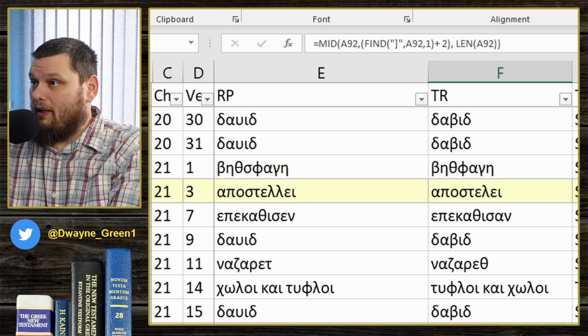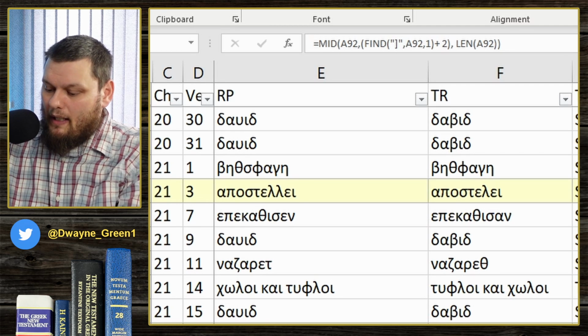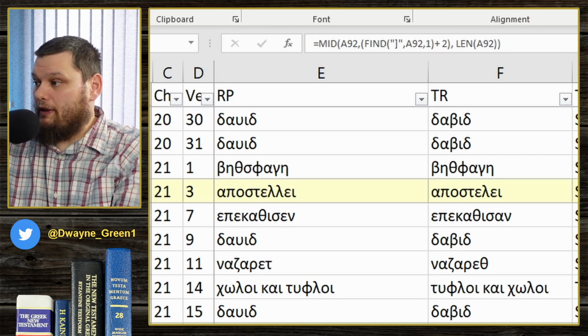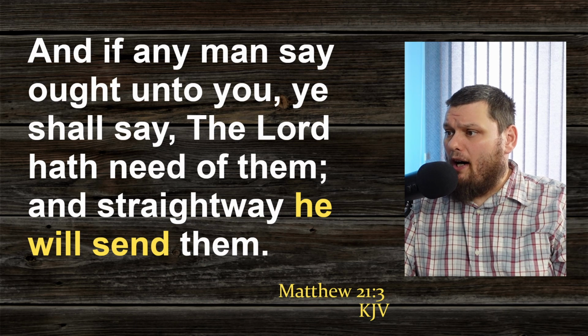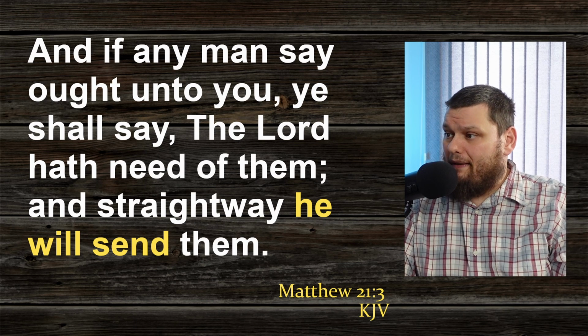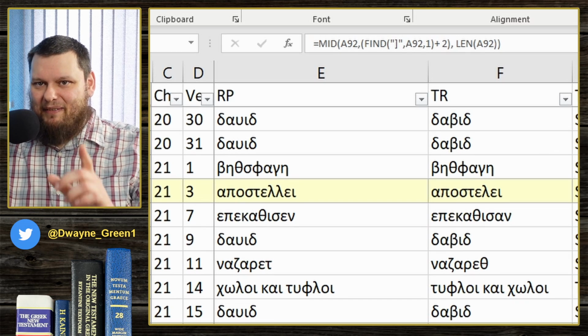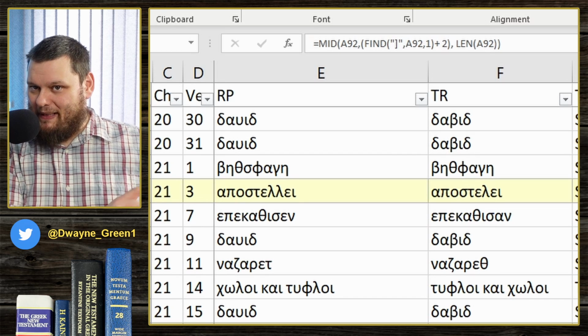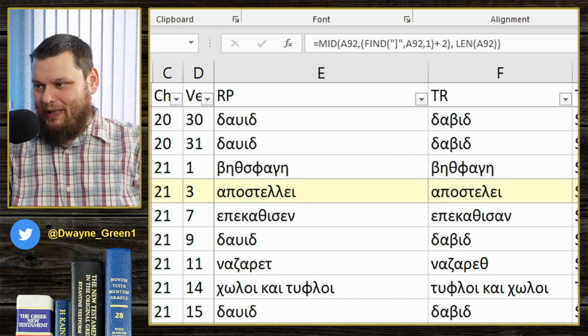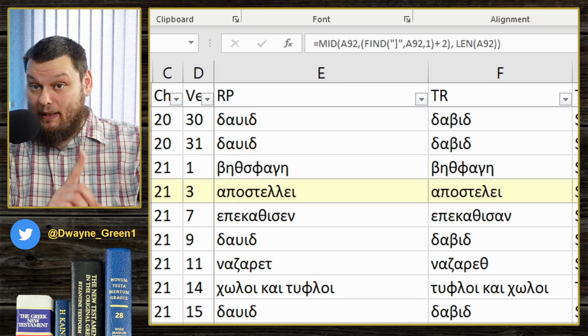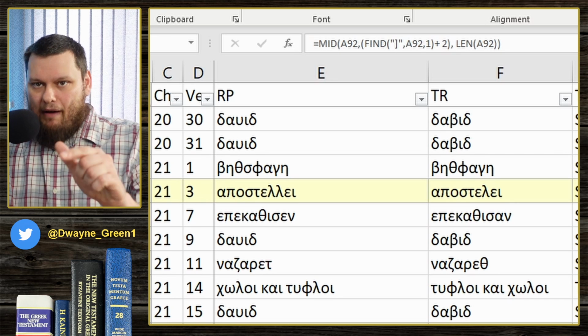So to give you some context again, let's come over to Matthew chapter 21, verse 3. "And if any man say aught unto you, ye shall say, the Lord hath need of them, and straightway he will send them." I think he's talking about the donkeys here. If you remember, we were talking about that in the last video because there was an interesting TR variant that I wanted to track down there. So if you haven't seen that, go take a look at it after you're done watching this video.